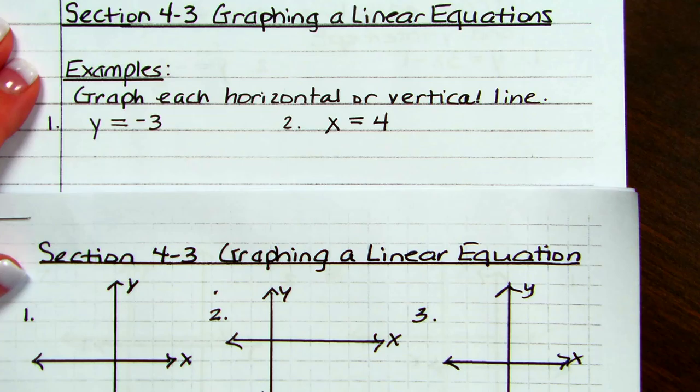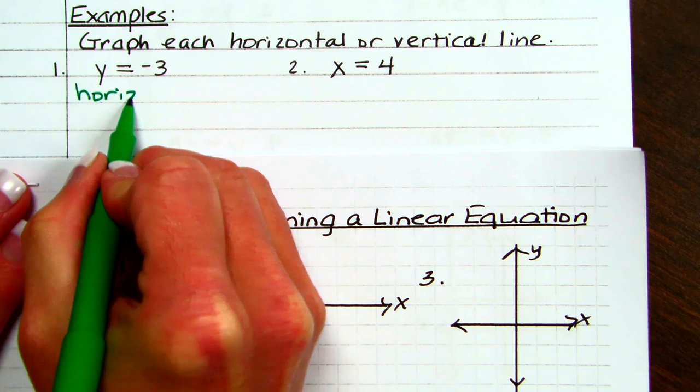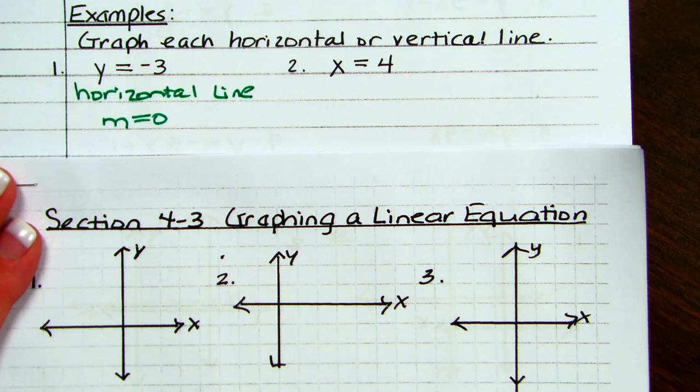Okay, so this is graphing linear equations. I'm going to go ahead and talk about what we're going to do for a couple of days. I'm just going to do the horizontal line, vertical line, slope-intercept form, and finding the x and y intercepts when it's in standard form. So we're just going to do a couple of these in each section.